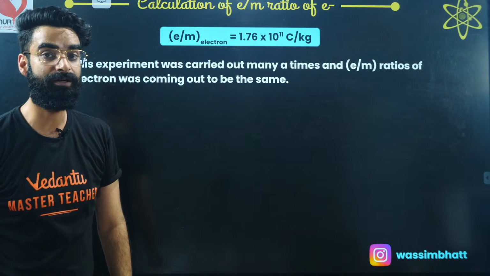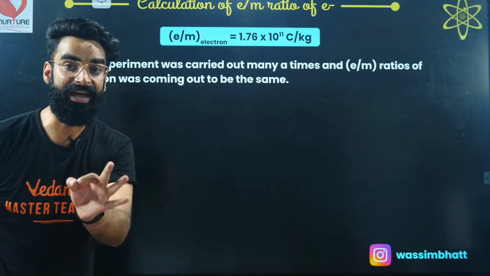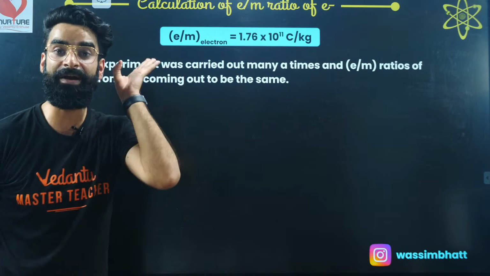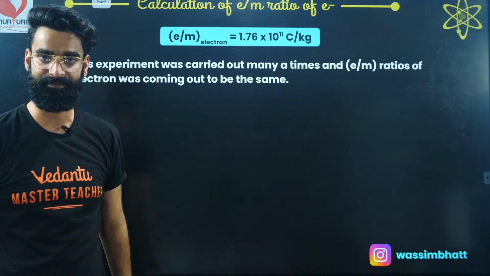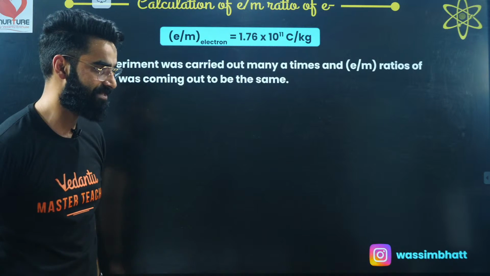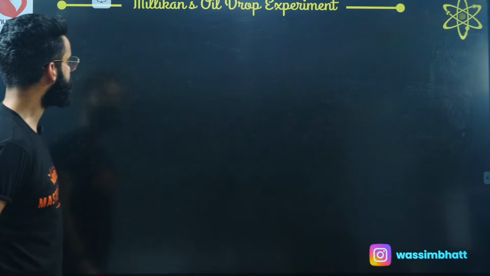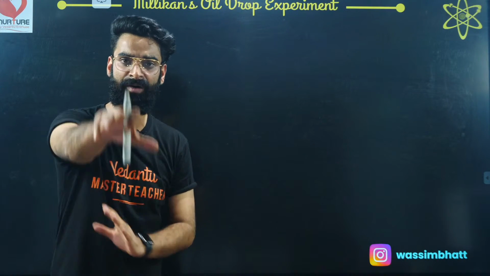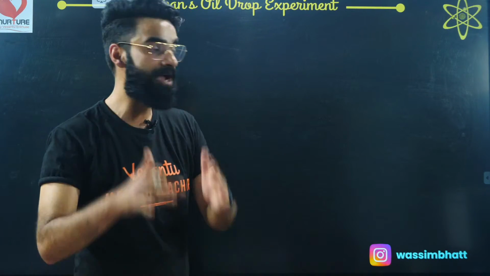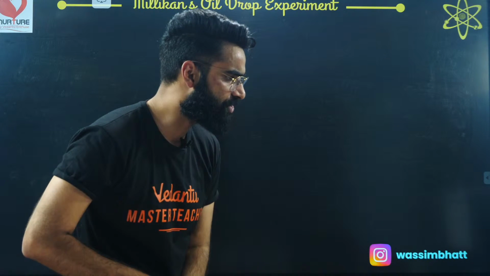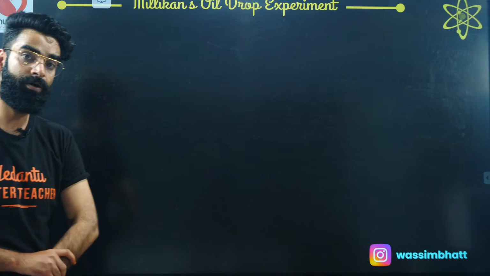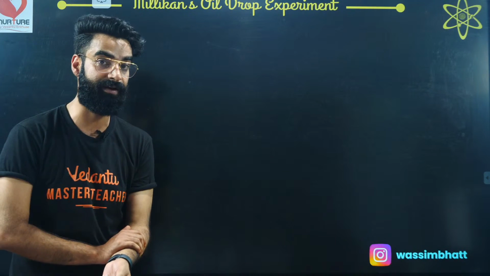And then what did he observe? He observed that the e by m ratio of cathode rays, the e by m ratio of electron, is independent of the nature of the gas taken. So remember, the e by m ratio of cathode rays is independent of the nature of gas taken. I'm sure it's clear to everyone, right? This is how the e by m ratio of electron was calculated.